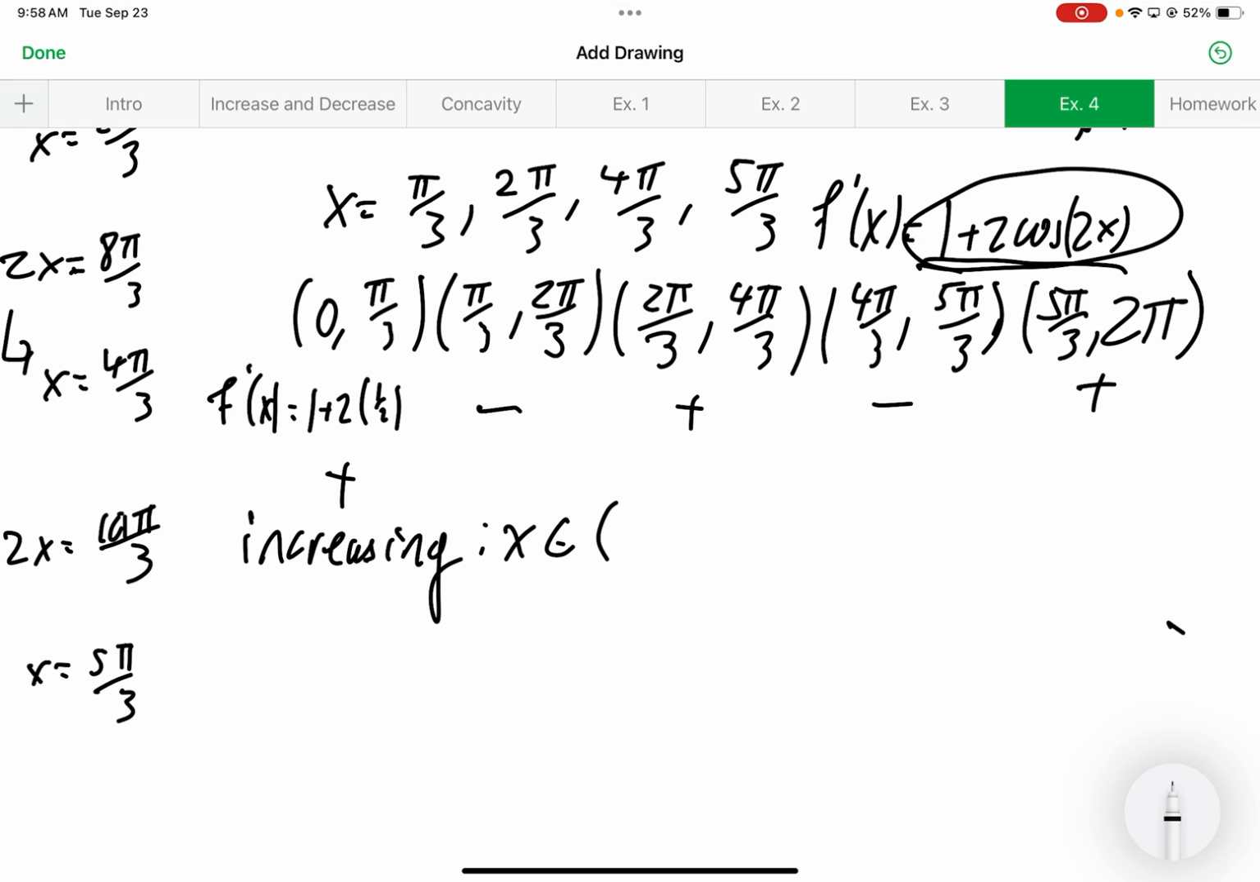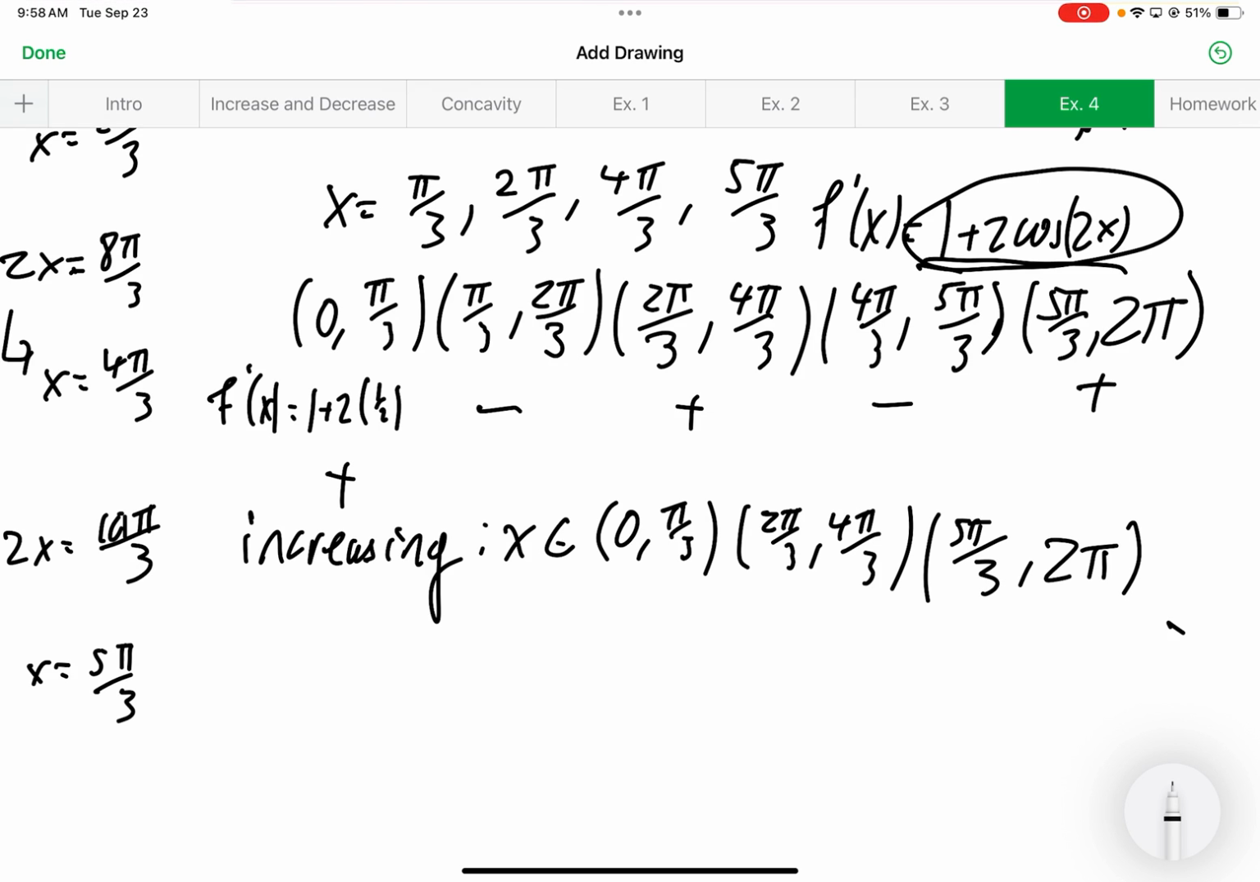When x is an element of 0 to pi over 3, and from 2 pi over 3 to 4 pi over 3, and then from 5 pi over 3 to 2 pi.